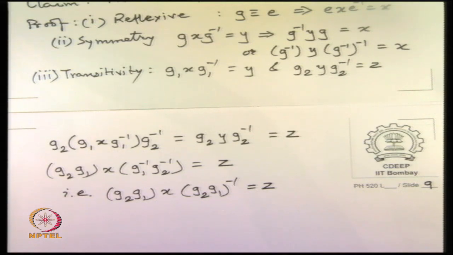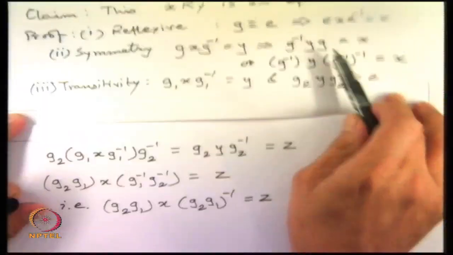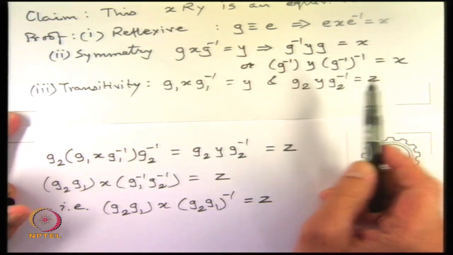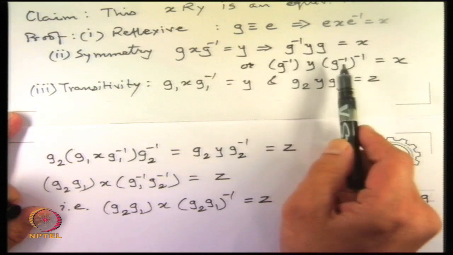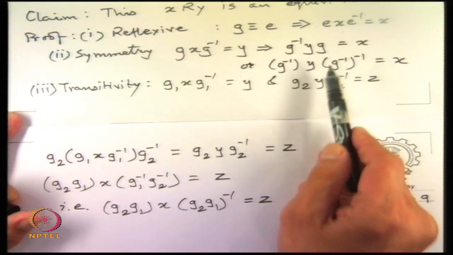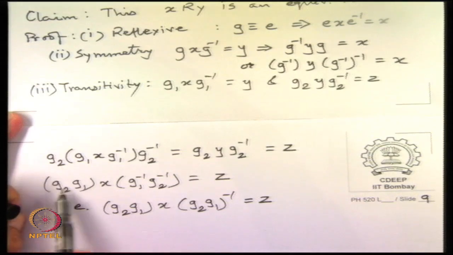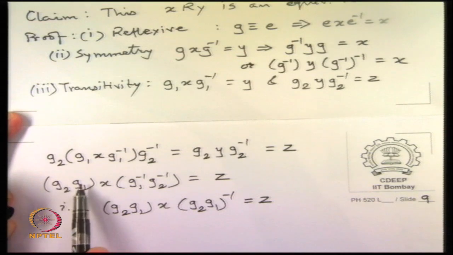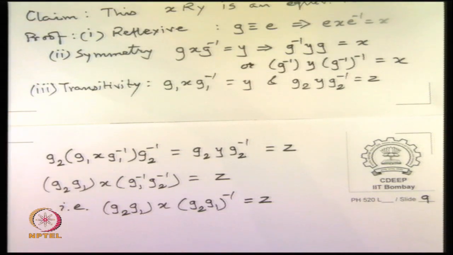The beauty of this proof is that it uses up all the properties of the group G. Group G has to have the identity element. It has to have inverse, so that inverse of inverse is itself, and associativity is very crucially used here. If I have G2 times this, then it becomes G2 G1. So all the closure, associativity, identity and inverse are all used for proving this equivalence relation.